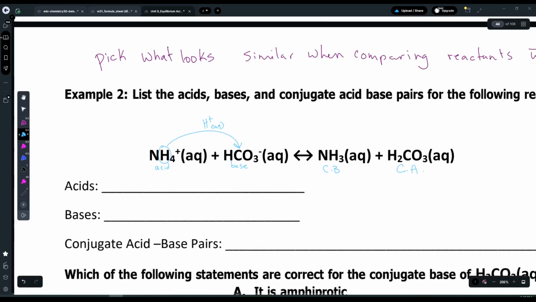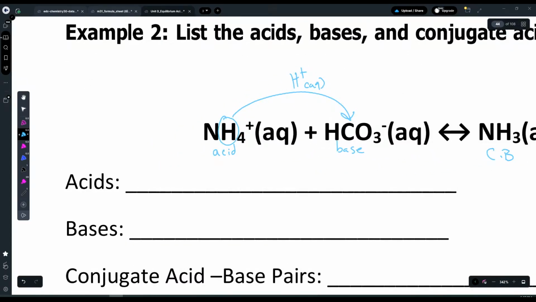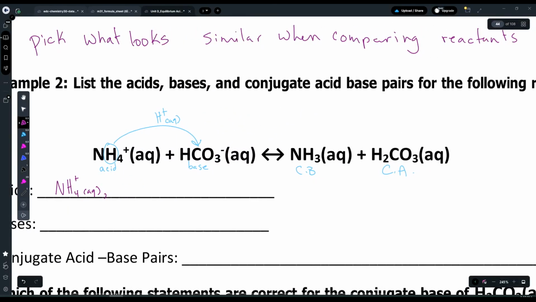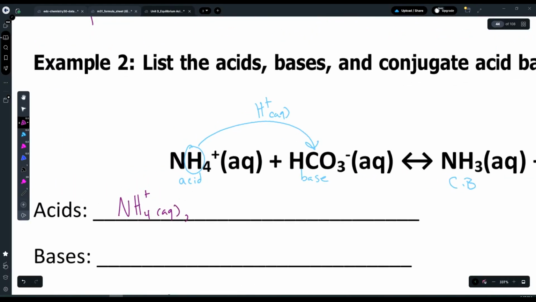Okay, so let's fill this out here. So our acids, they are the ammonium ion, and the other acid was our conjugate acid, so carbonic acid.